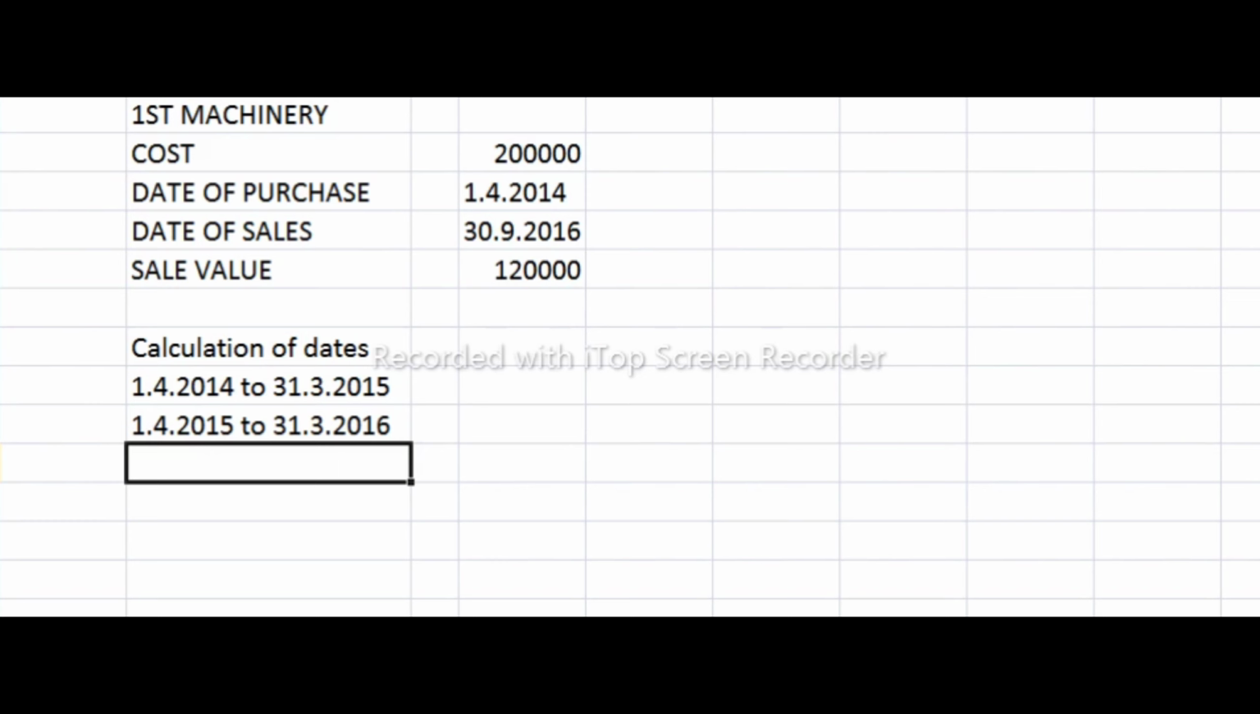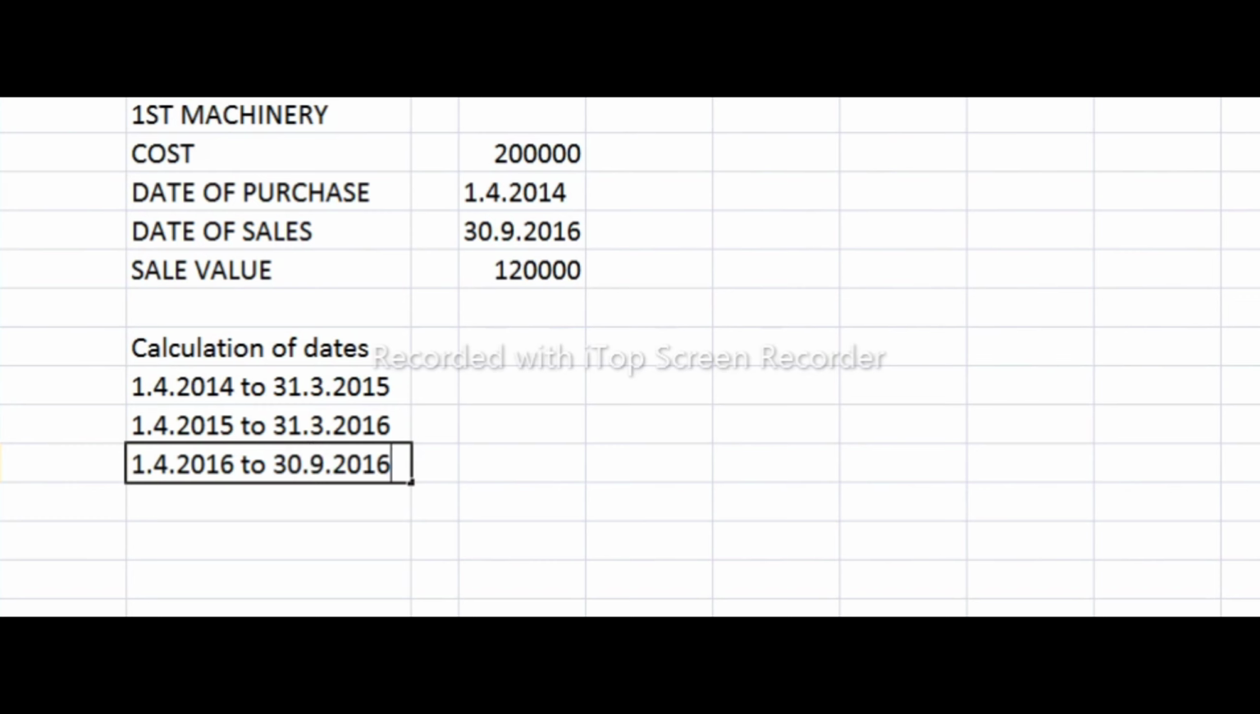So 1/4/2015 to 31/3/2016, and in this first machinery we must remember that we are selling the machinery on 30th September of 2016. So we must close this machinery on 30 September 2016, because after that we will not have the machinery in our hand. So we need not wait till 31/3/2017, because the machinery won't be there in our hands on 31/3/2017. So we must close this last year of depreciation on the date of sale.